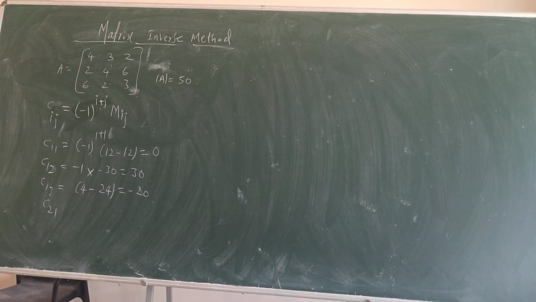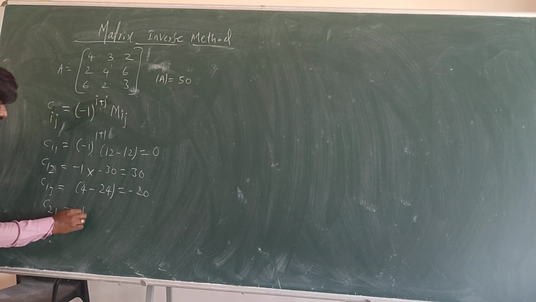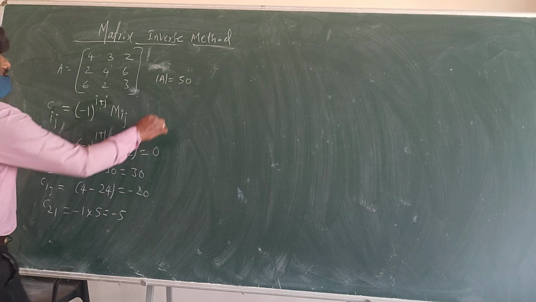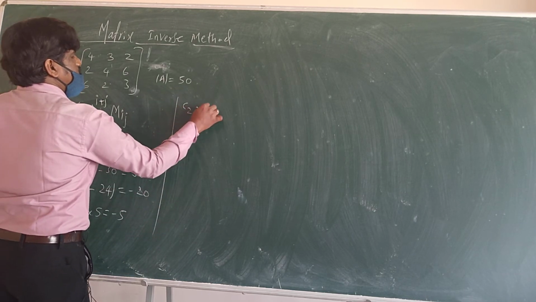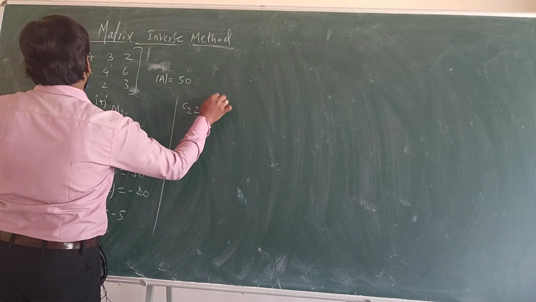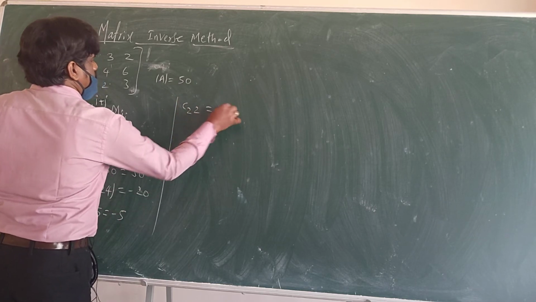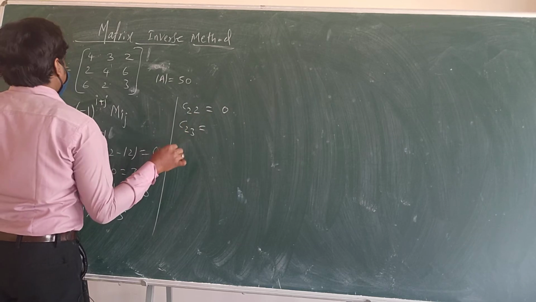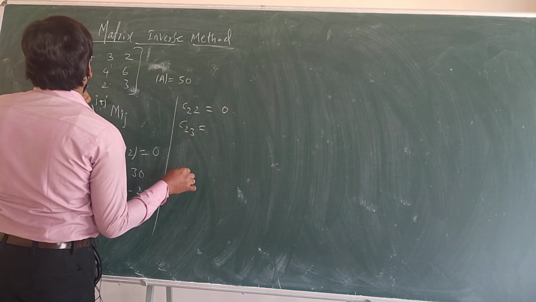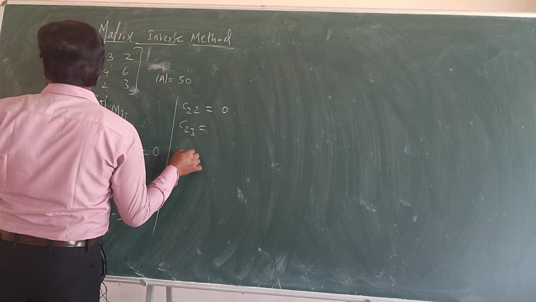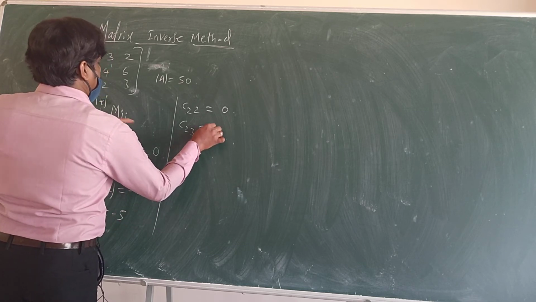Tell me how much is C21? Minus 1 into 5. Answer is minus 5. Next, tell me C22. C22 is positive 1, 0. C23: 8 minus 18, minus 10. Right? Minus of minus 10 is plus 10.